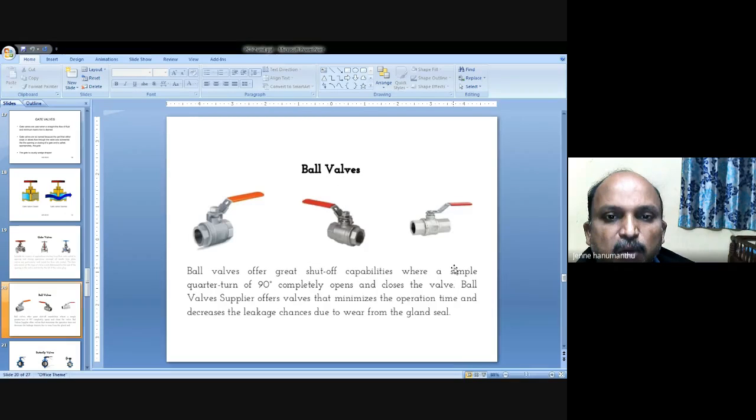Next, ball valves. These are the ball valves. You can observe this ball valve somewhere, isn't it?